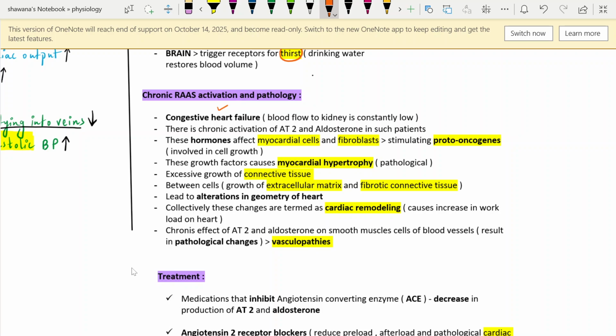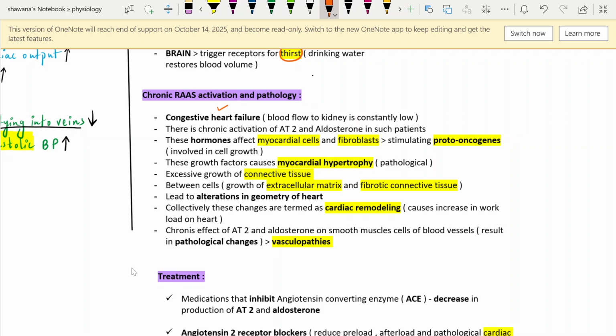Kidneys are receiving a constant amount of low blood flow. It will cause an increased amount of renin production chronically. Chronically, renin is being produced. It will cause chronic activation of angiotensin 2, and under the influence of angiotensin 2, aldosterone is chronically produced in such patients with congestive heart failure.